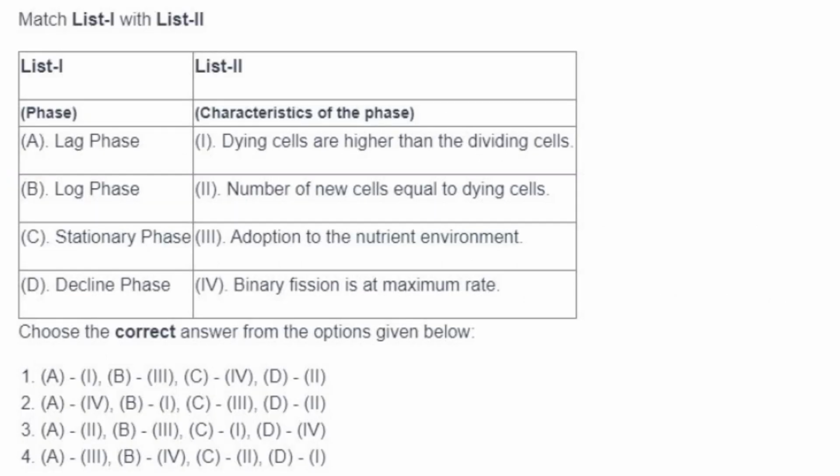Then match list 1 with list 2, phase and characteristic of the phase. Lag phase, adaptation to the nutrient environment. A3. A3 is there only in option 4. Then log phase, binary fission at the maximum rate. Stationary phase, number of new cells equal to dying cells. And decline phase, dying cells are higher than the dividing cells. So answer is option 4, A3, B4, C2, D1.